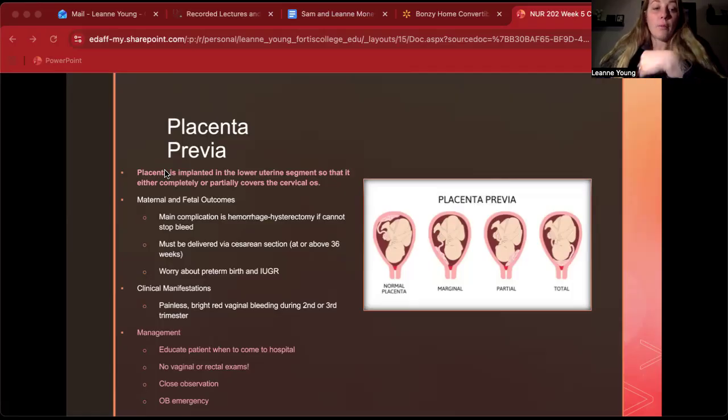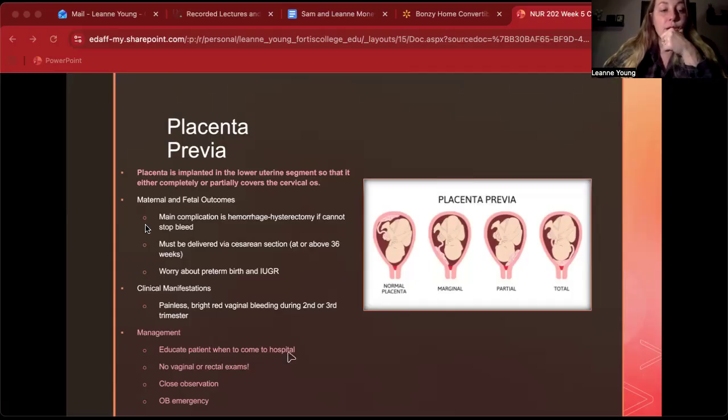Okay. We worry about preterm birth and IUGR. Typically, if we have a mom with a placenta previa, she can start having contractions and start going into labor earlier than moms who do not have a placenta previa. So these are things we need to educate our patients on. What are those signs and symptoms of preterm delivery, right?